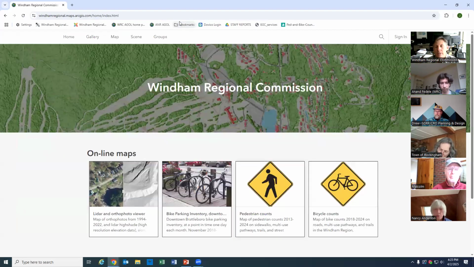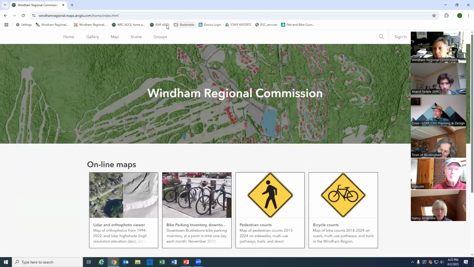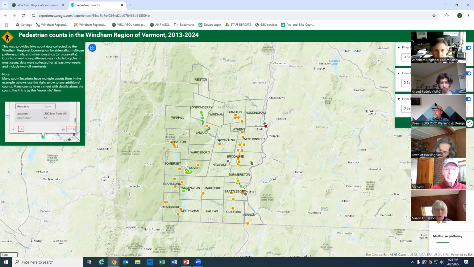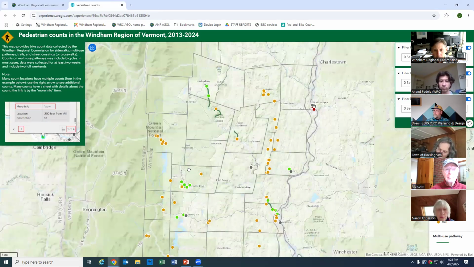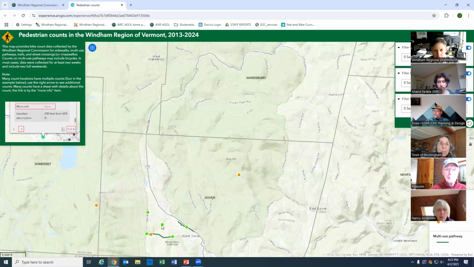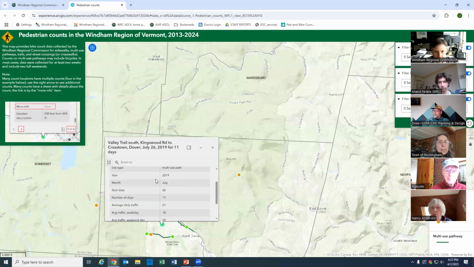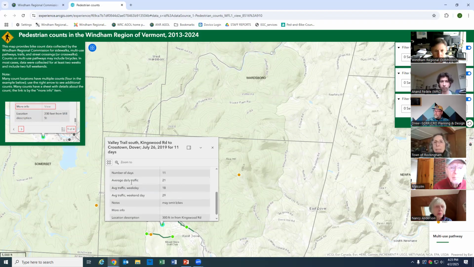If you put that link into your browser, you come into our online mapping page. There are links here for both bicycle counts and pedestrian counts. If you click on the online map, you get a map of the region. You can just zoom in, click on a point. It's going to give you information about that, in which case this is the Valley Trail South near Kingswood Road. We have information on the year that the count was done, the month, the day that we started, the number of days that the count was done for, average daily traffic, and then weekday versus weekend traffic.